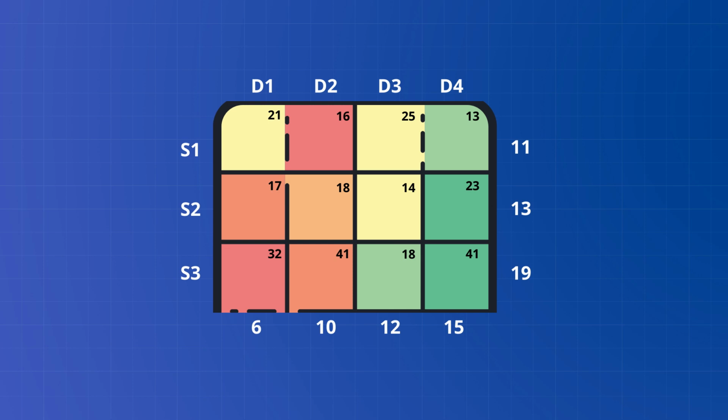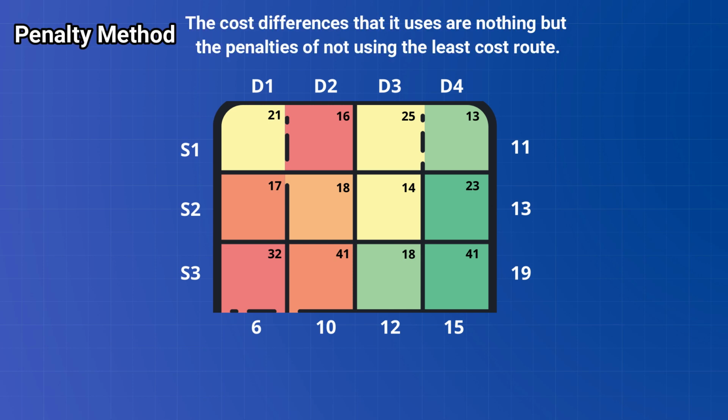Vogel's approximation method is also known as the penalty method because the cost differences that it uses are nothing but the penalties of not using the least cost route. Under this method, computation takes too much time and hence it is slow, but due to its advantage, that is, very near optimal solutions, it has been widely used.